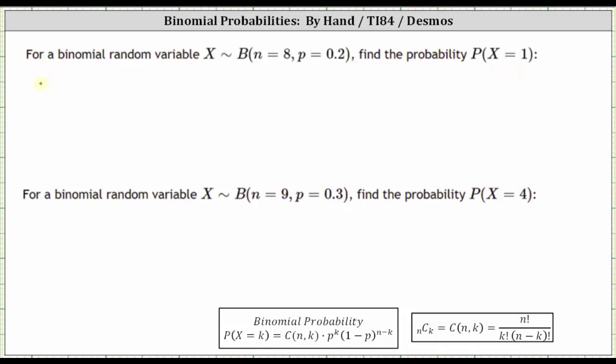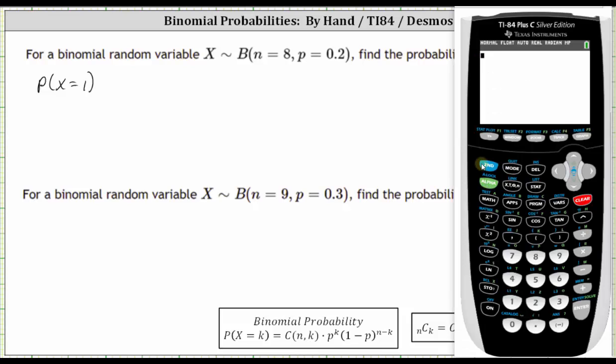To find the probability that x is equal to 1, we'll first use the distributions menu on the TI-84, which is the quickest way to determine this probability using the TI-84. To begin, we press second vars for the distributions menu, and now we scroll up or down and select the binomial PDF distribution, which is option A.